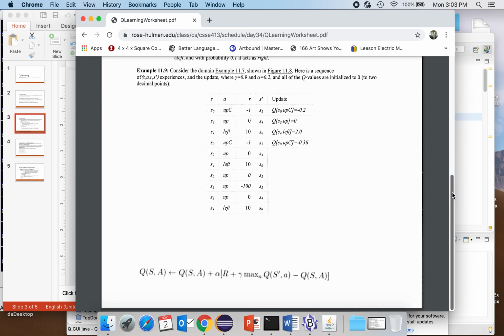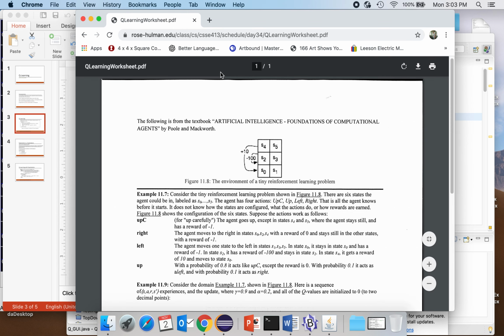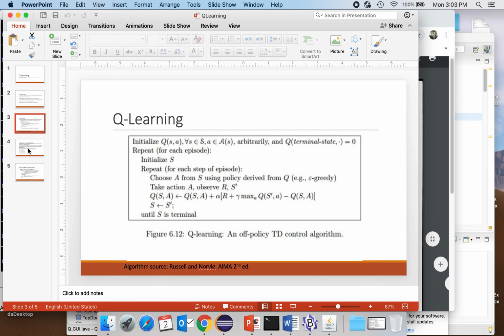All right, so that's Q learning on the fly. Now, let's see. So this is the term. This is the exact same formula that we just explored, and so we'll just go on.